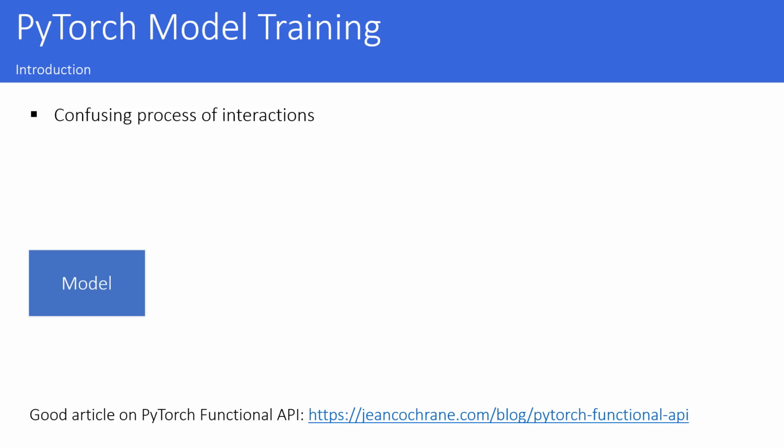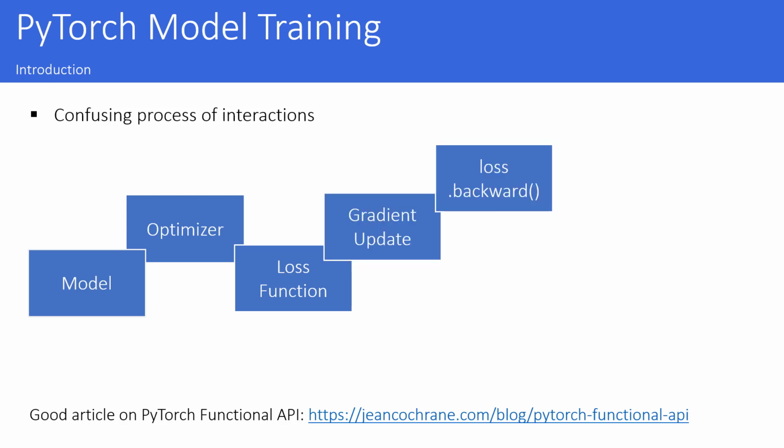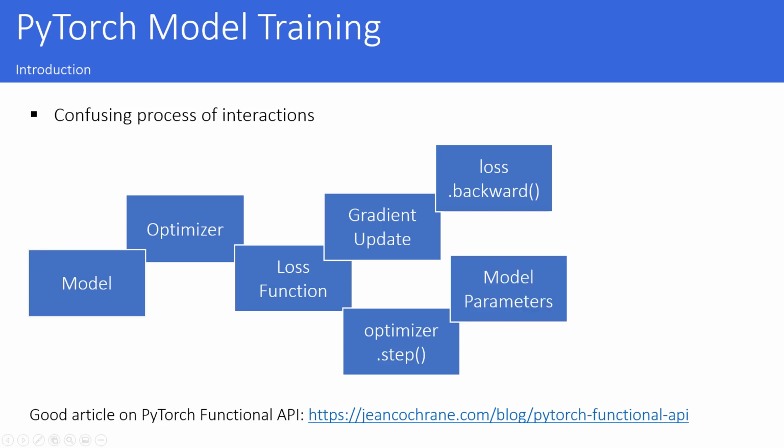So what do we have? We have the model, we have the optimizer, we have a loss function, we have a gradient update, then we have the backward function of our loss function, and we have the optimizer step. And then there are the model parameters. So many objects are floating around and it's not really clear which objects are changed and impacted at which point and by what. So it's really important to understand how everything interacts.